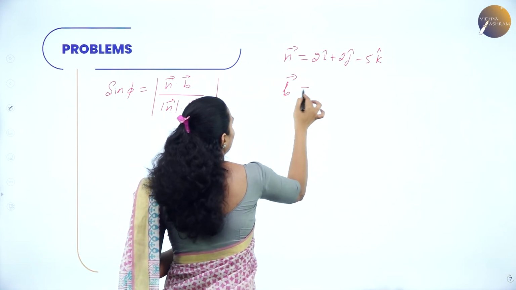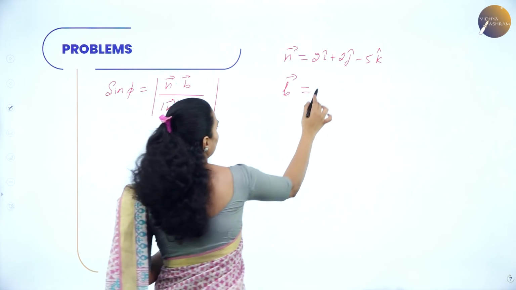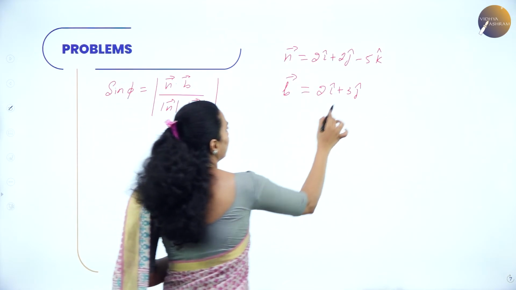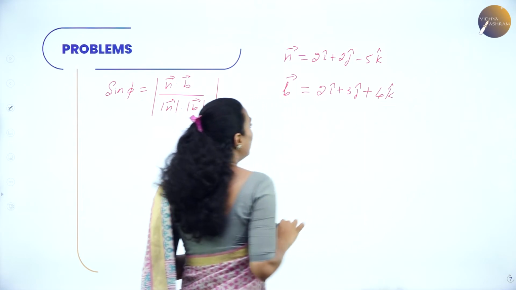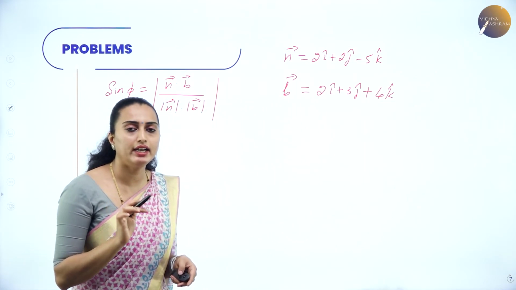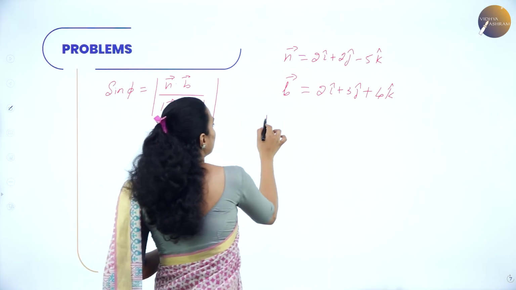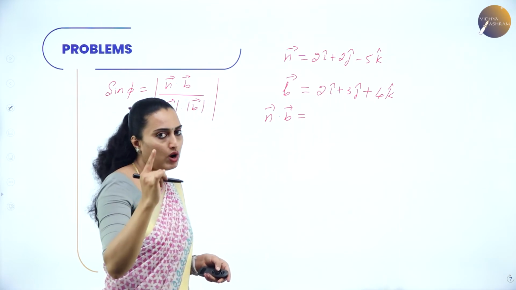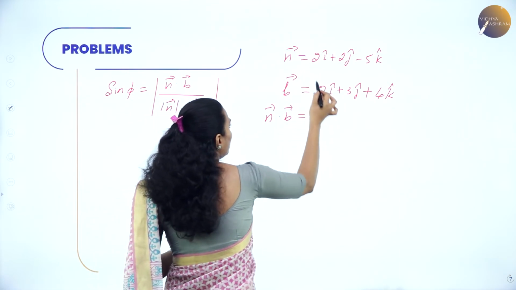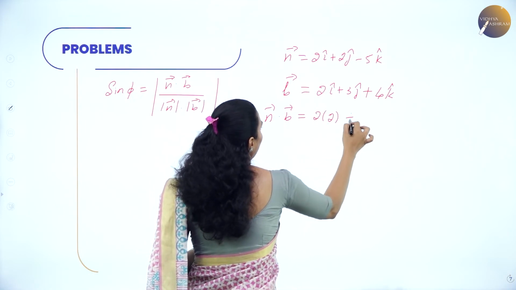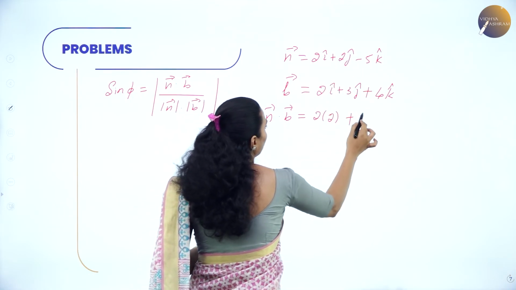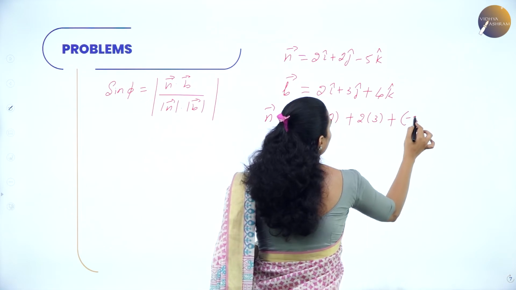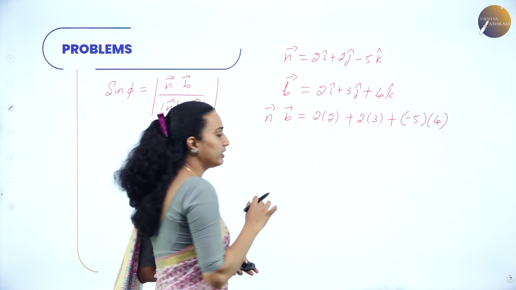Similarly, b vector = 2i + 3j + 4k. Now what do we need to calculate? We need to calculate n dot b for the formula. So n vector dot b vector: i dot i is 1, so coefficients 2 into 2, plus j dot j is 1, 2 into 3, plus k dot k is 1, minus 5 into 4. Okay, let us keep it as it is.